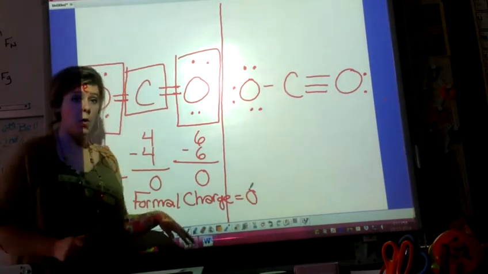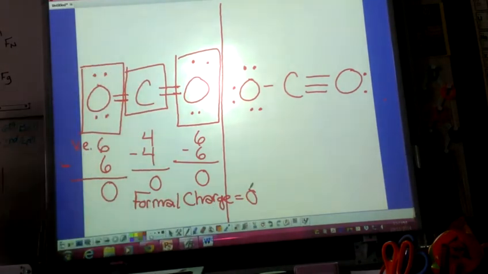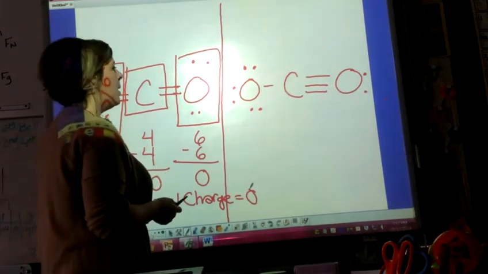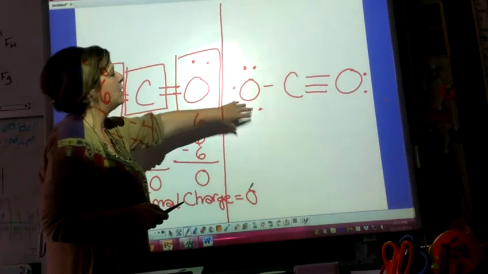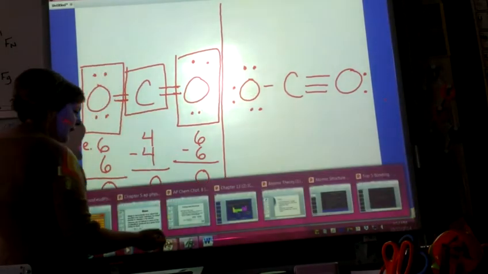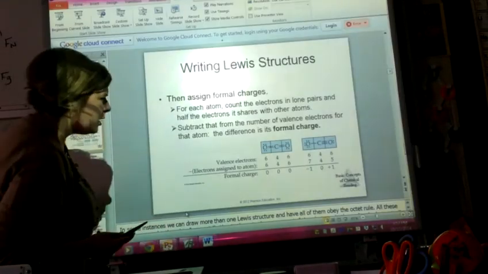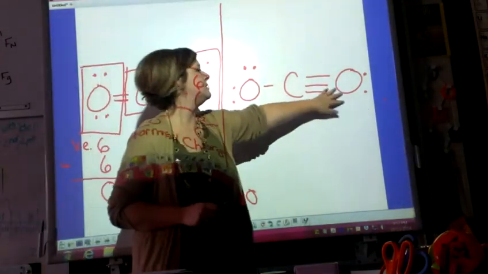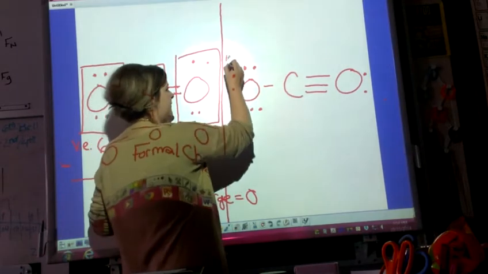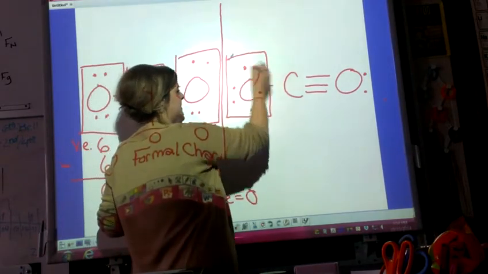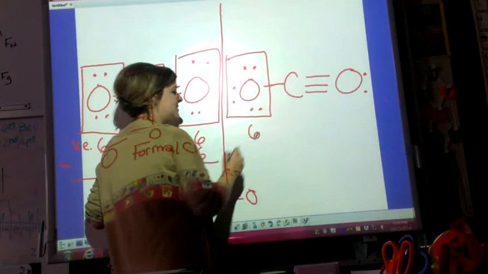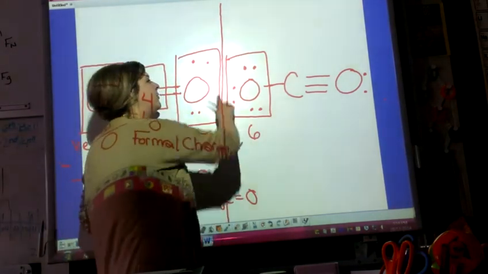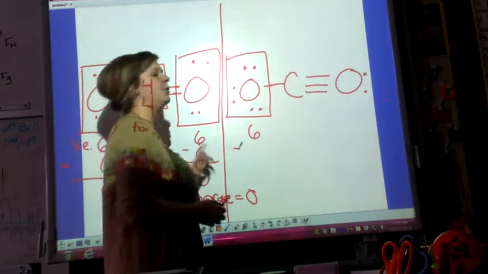That's our goal. If formal charge is 0, that usually indicates it's the most stable version of that particular molecule. If I come over here and look at this one, on this side, if I just want to focus on this oxygen, we know that we have 6 valence electrons for oxygen, and then I'm going to subtract however many electrons are around that particular oxygen.